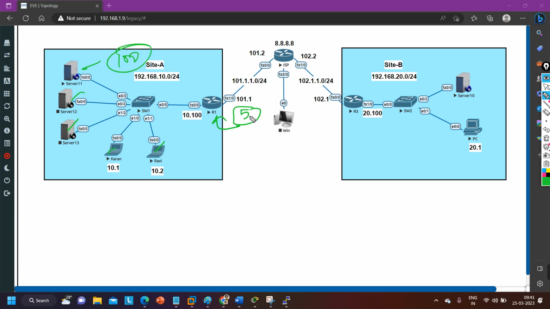So is it possible to configure a static NAT for 100 public IP addresses? To purchase 100 public IP addresses is not possible, guys. So here we cannot configure a static NAT. So what type of NAT can we configure over here? The second type of NAT, that is dynamic NAT.